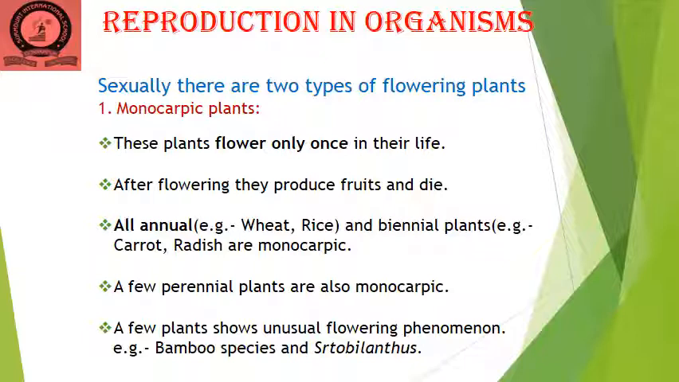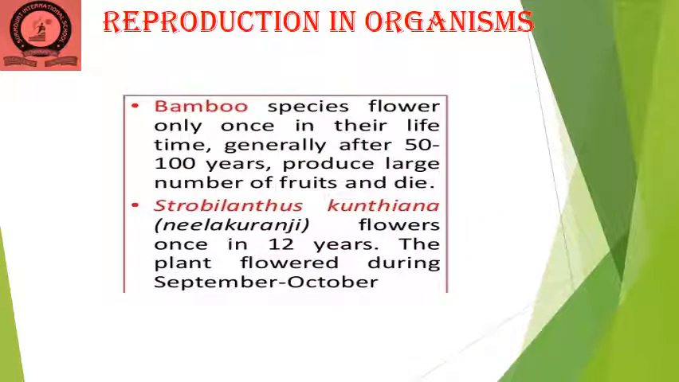Few plants show unusual flowering phenomenon, for example bamboo species and strobilanthes. Bamboo species flower only once in their lifetime, generally after 50 to 100 years, produce a large number of fruits and die. Next one, strobilanthes, Neelakurinji, flowers only once in 12 years. The plant flowers during September to October. Last time, in 2018, it flowered.